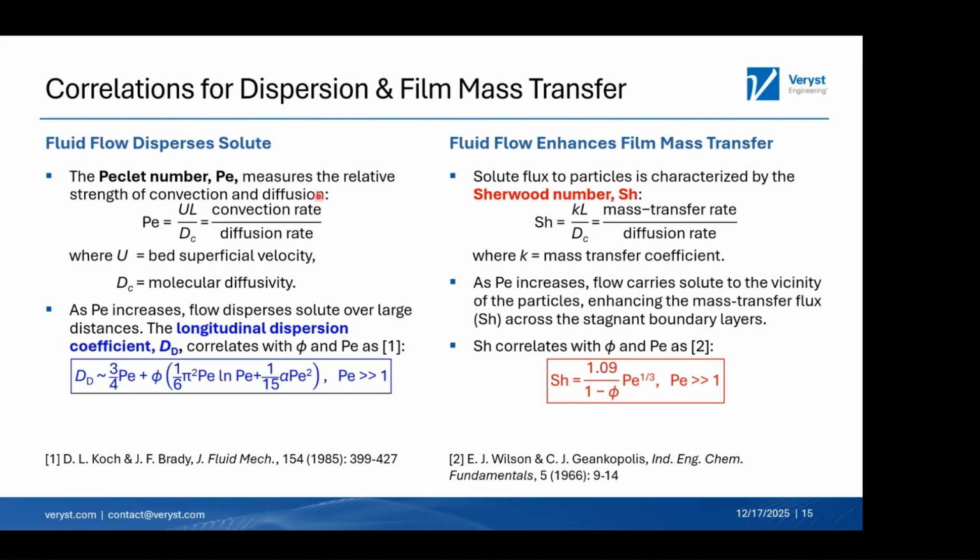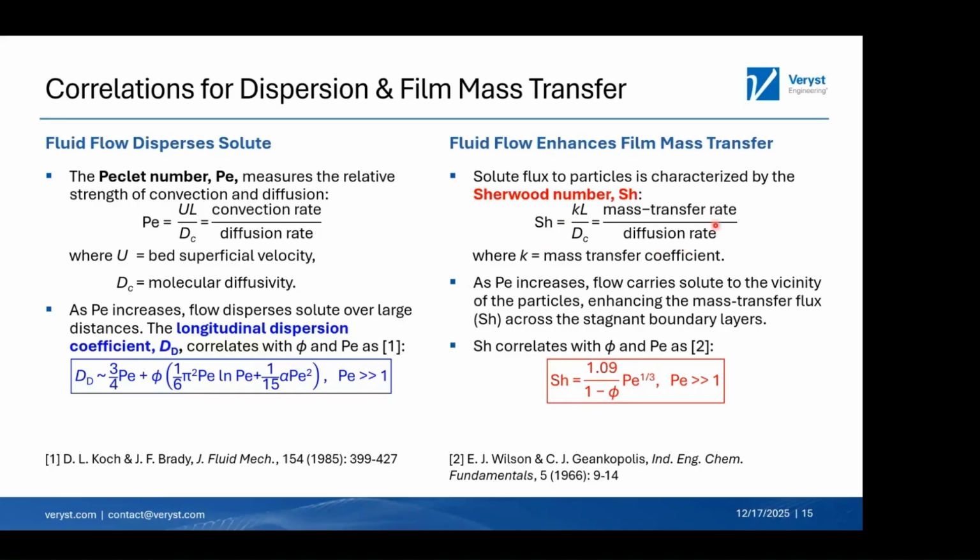This topic was studied extensively by Howard Brenner, and then subsequently by John Brady and Don Koch at Caltech. The relevant parameter to calculate is the dispersion coefficient. There's both a transverse and longitudinal dispersion coefficient. Here I'm showing the result for the longitudinal dispersion coefficient that was developed by Don Koch during his PhD thesis at Caltech. Valid at large Peclet numbers, you see that the dispersion coefficient correlates with the Peclet number and volume fraction, and this compares very favorably with experiments.